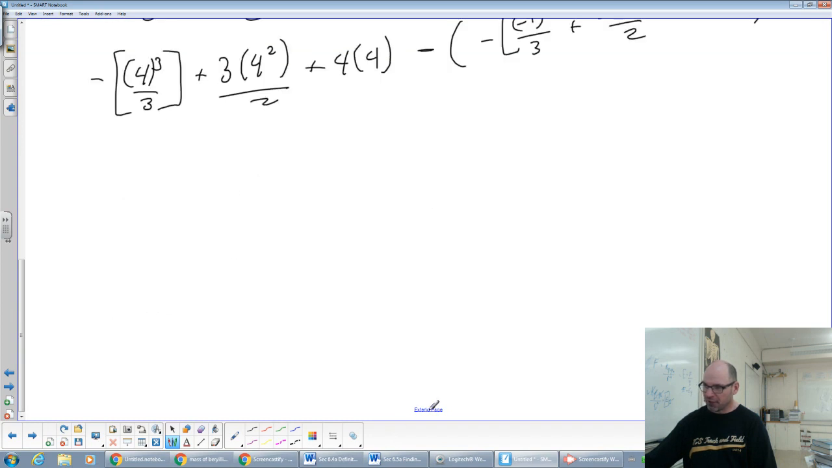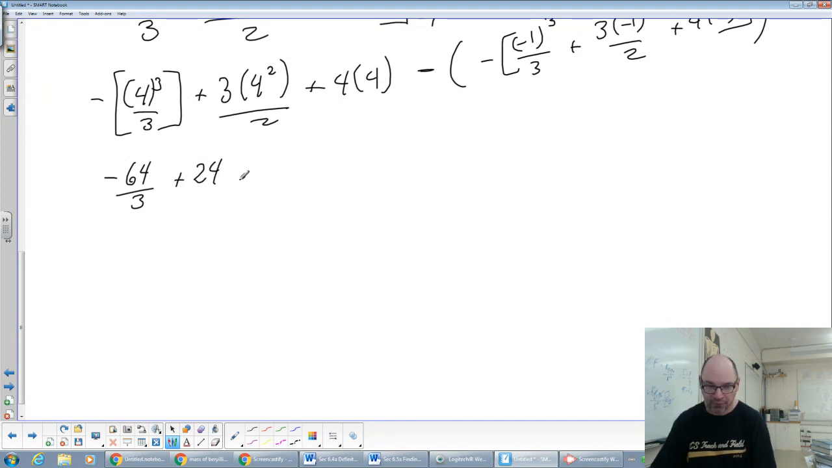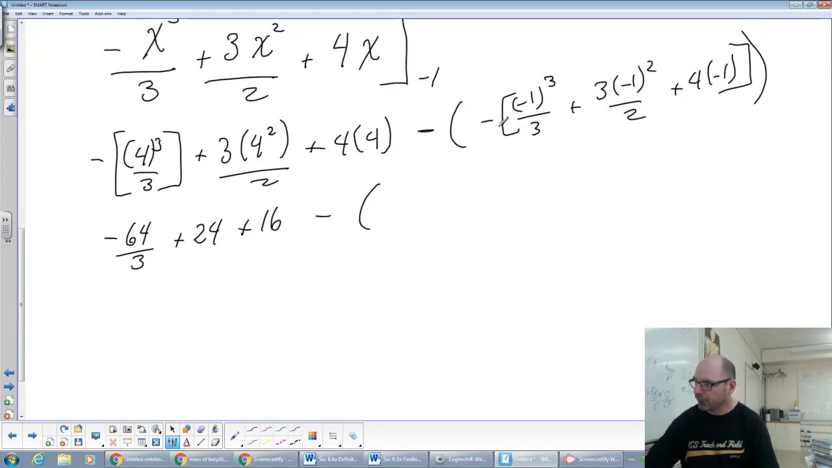Okay, so now we got to do some calculation here. 4 times 4 times 4 is 64 over 3, so this would be -64 over 3. Okay, this will be a plus. 3 times 16 over 2, that's 24. And this is 16. Okay, over here in the other one, this is going to be negative. Okay, we're just going to leave that out front. This is minus out front.